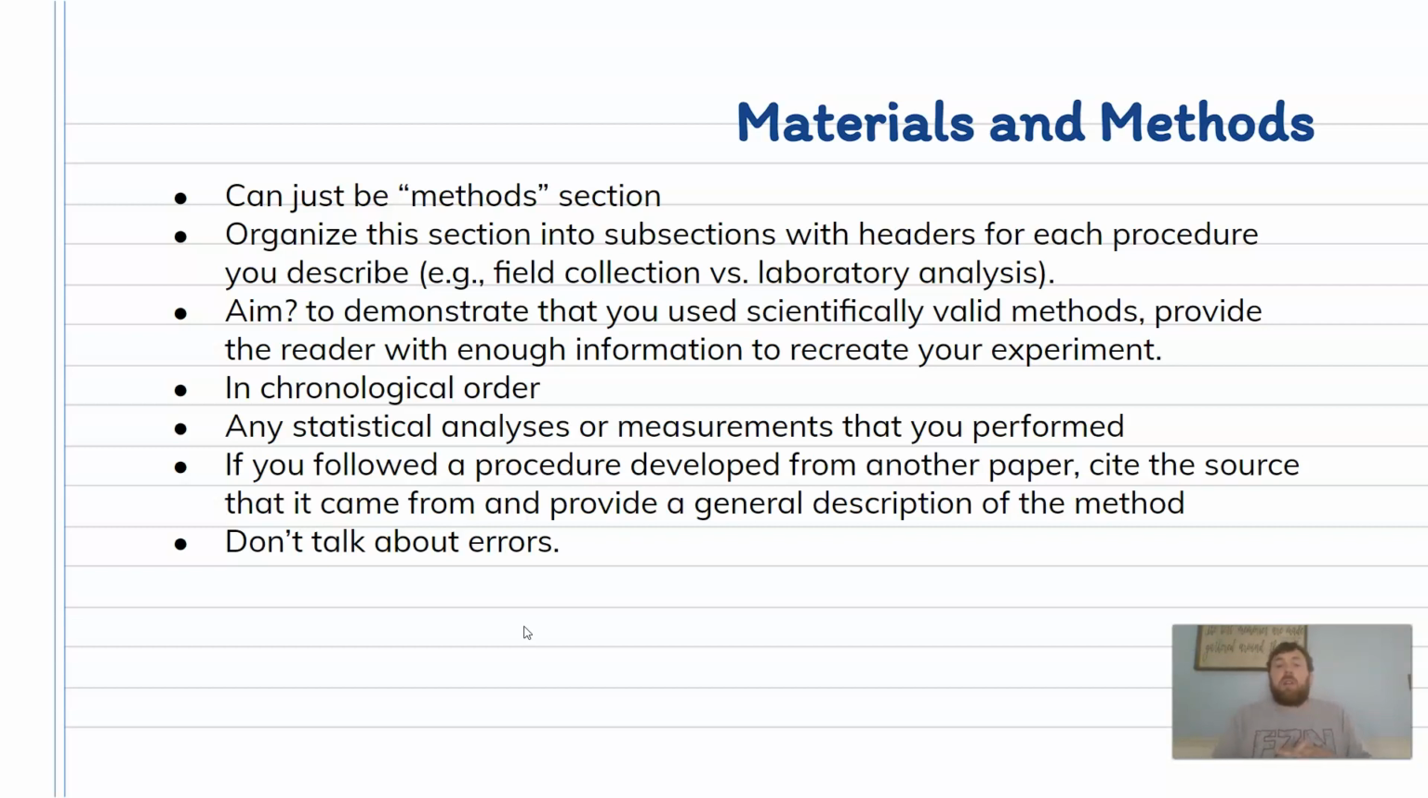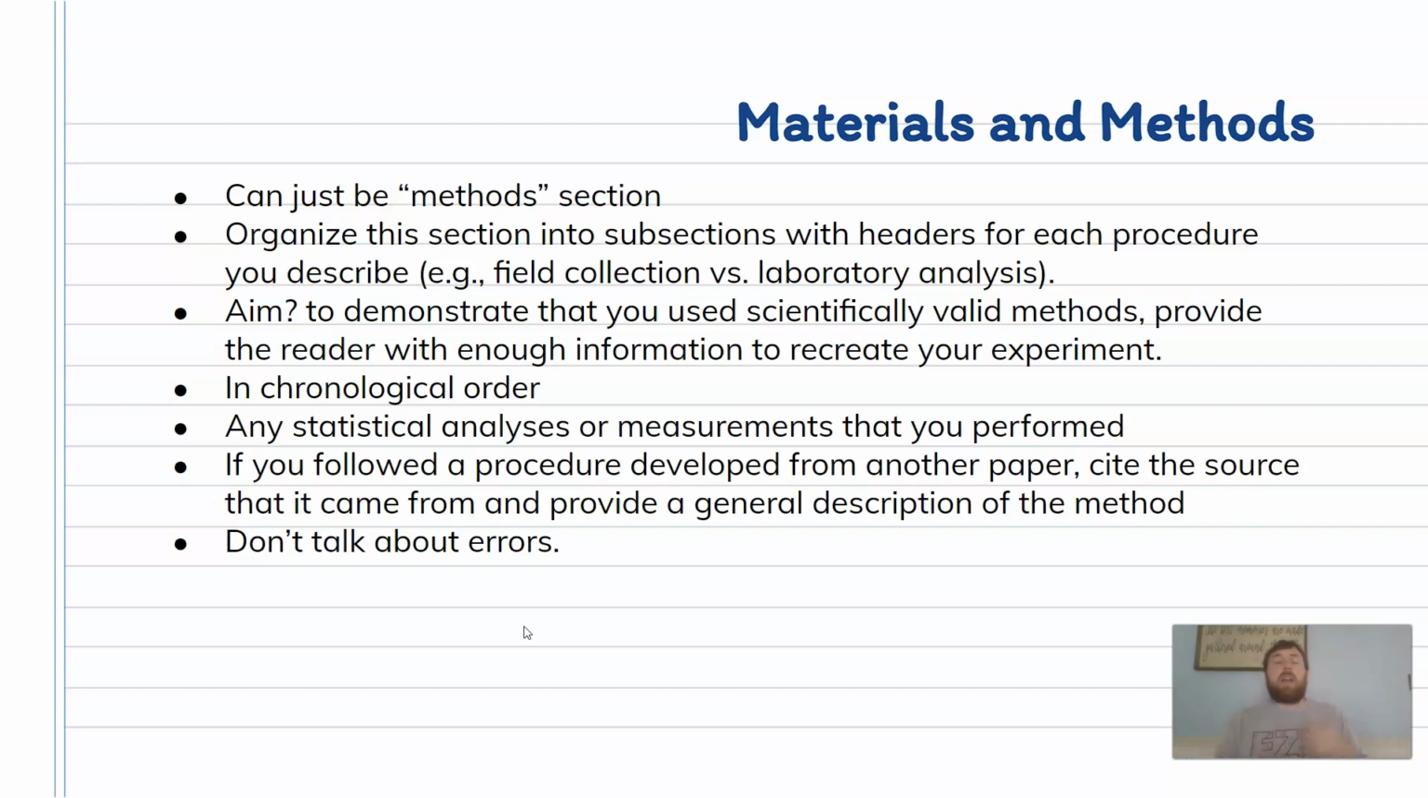You'll also want to include any statistical analyses or measurements that you performed during this time. We're not going to tell them how to measure using a ruler or anything, but if you made some quantifiable variable, like Caitlin, for example, used a spectrometer to see how much transmittance was going through her yeast samples, she would have to additionally talk about the spectrometry there.